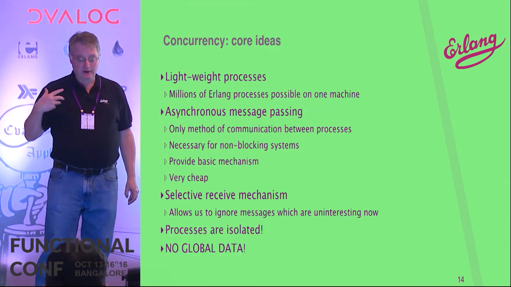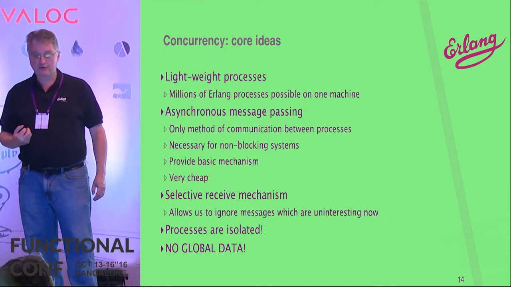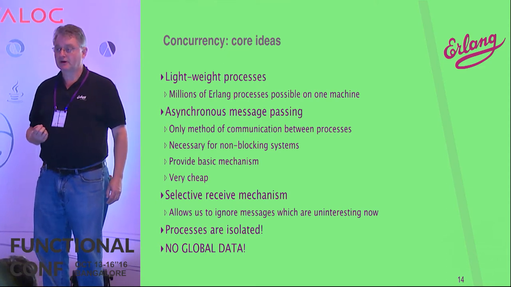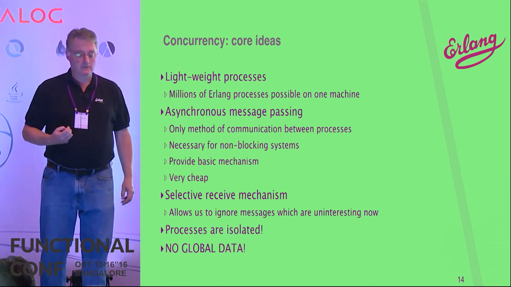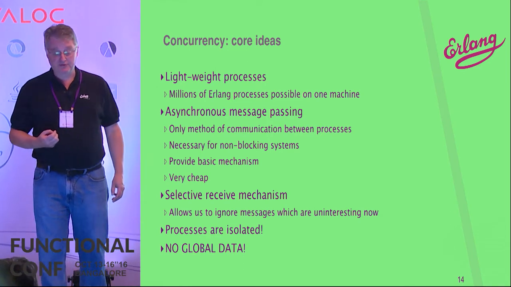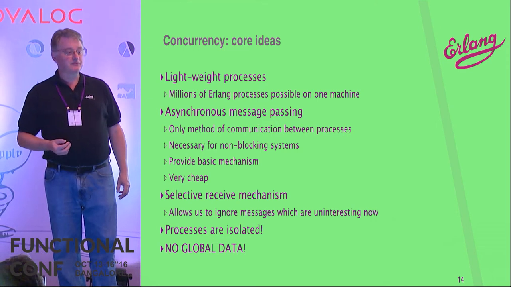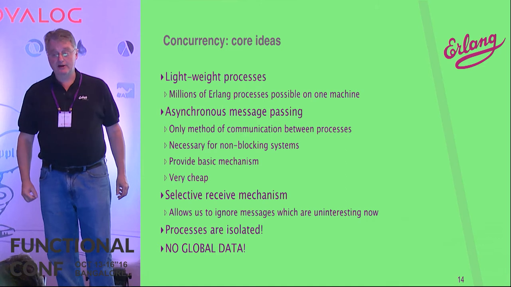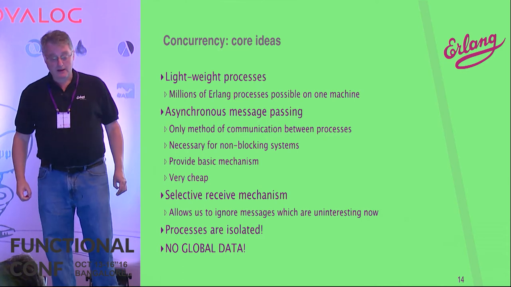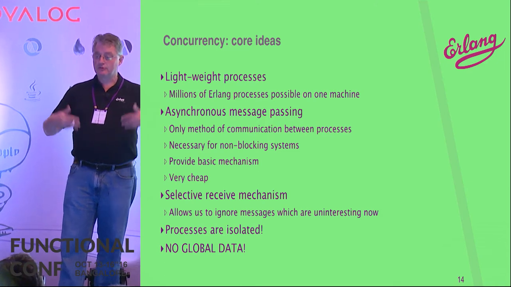The concurrency model, apart from that, is very simple. Again, keep it simple here. It's based on lightweight processes. And they are truly lightweight. You can have millions of processes running in your system. There are products doing that. It's all based on asynchronous message passing. That's the only way of communicating between processes. You need this for non-blocking. The system must never block. The only way to really guarantee that is by keeping everything asynchronous, or as much as possible asynchronous. As soon as you do something synchronous, you'll block. It's a very basic mechanism. It's very cheap. If you need more complex mechanisms, you build them on top of the asynchronous communication.